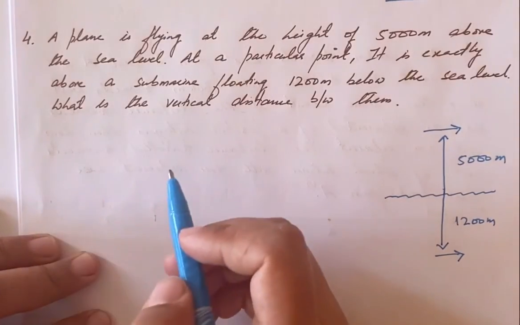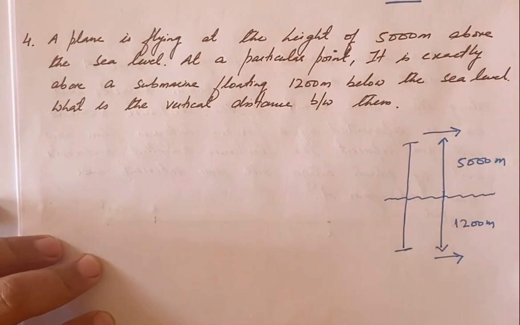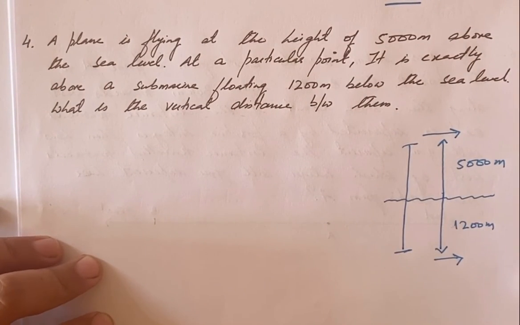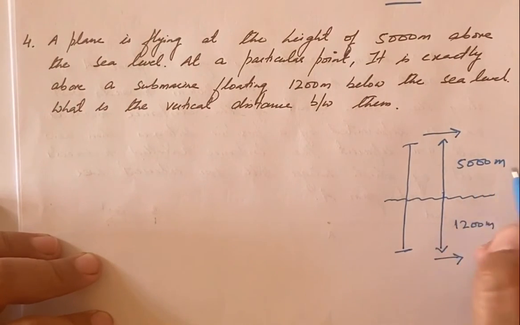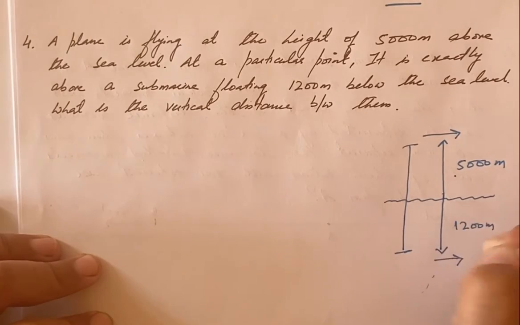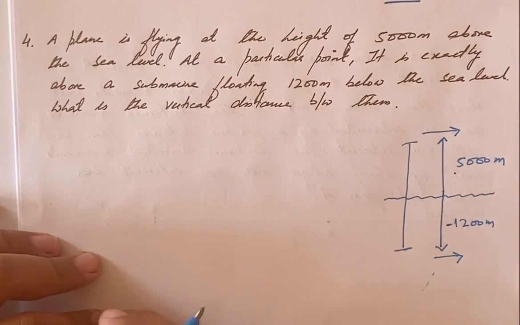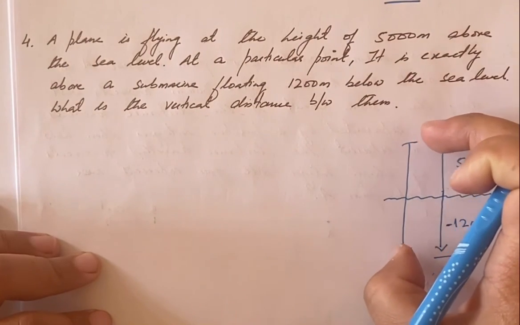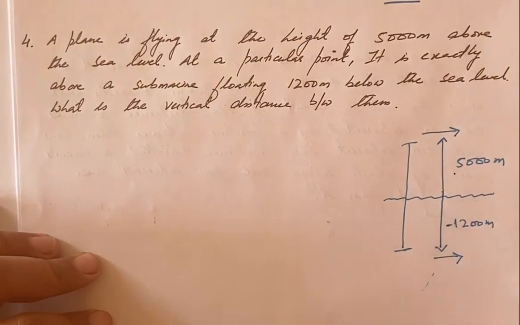So what is the vertical distance? Vertical distance means we have to find the distance between these two. As we know, above means we take the positive integer and below means we have to take the negative integer. So if we have to find the distance between these two, we just have to add these two.